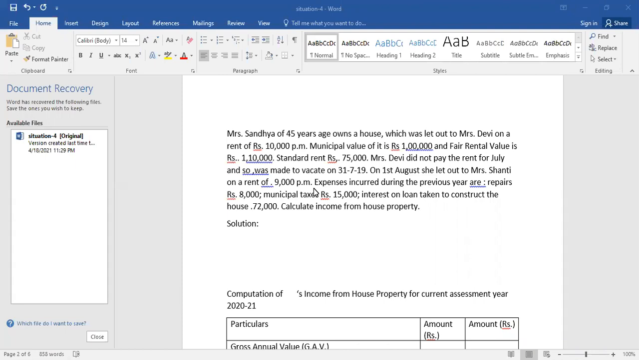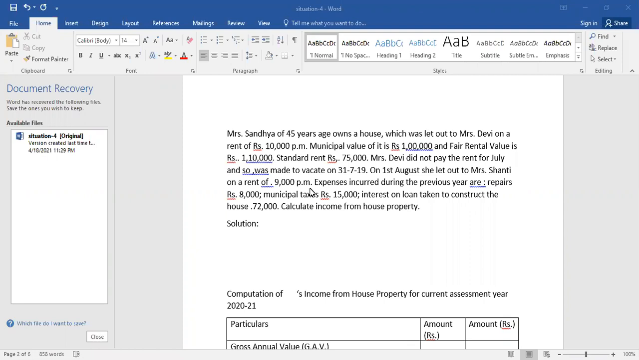In today's session, we are going to discuss solving problems where there is unrealized rent but no vacancy period. That is the second situation. And the third situation is where there is a vacancy, but there is no unrealized rent. These are the two situations that we are going to calculate in today's sum.